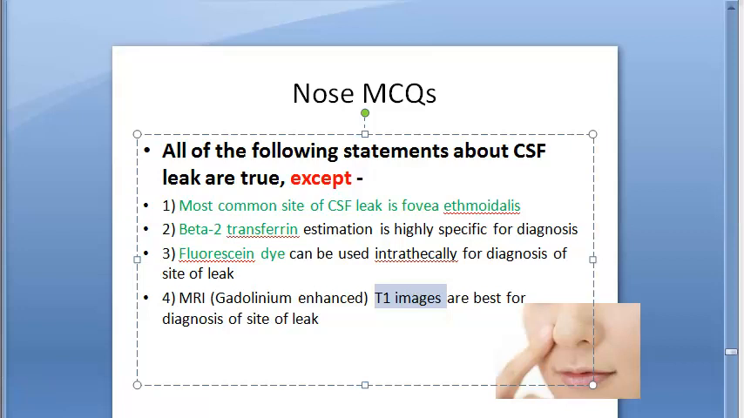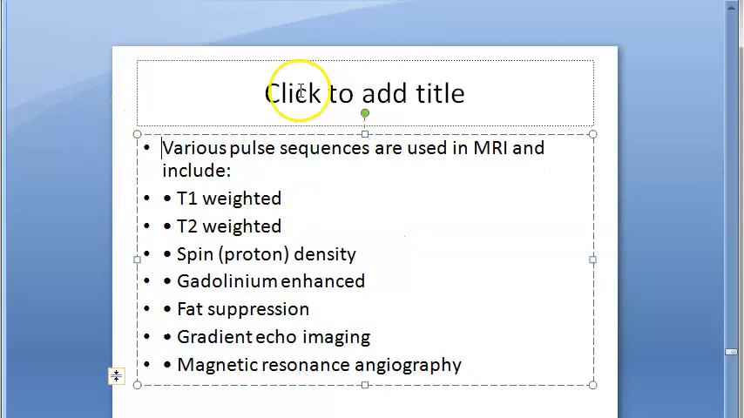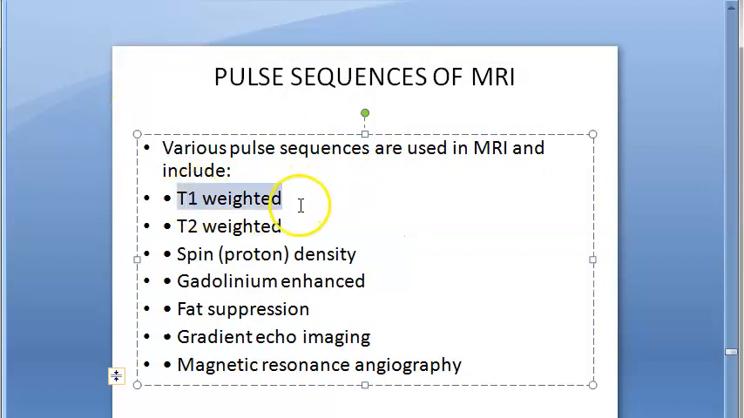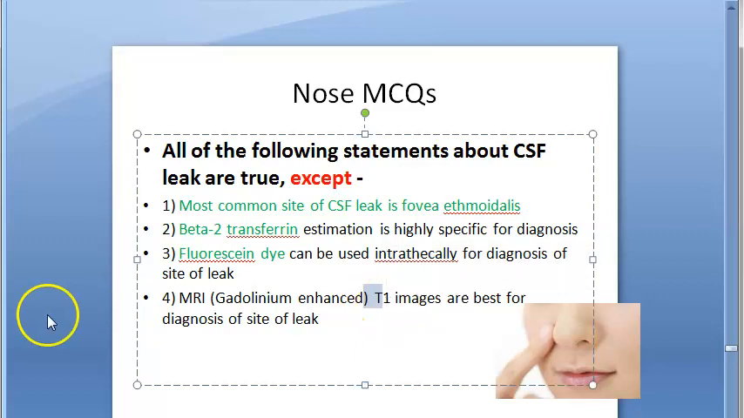Look at the content from the textbook here under MRI. They have this content, pulse sequences of MRI, T1 weighted, T2 weighted. What is this T1, T2? So MRI is what? Magnetic resonance imaging. So they are using some magnetic strength in Tesla. Okay. But what is T1, T2? This T1 and all is some time, guys, relaxation time.